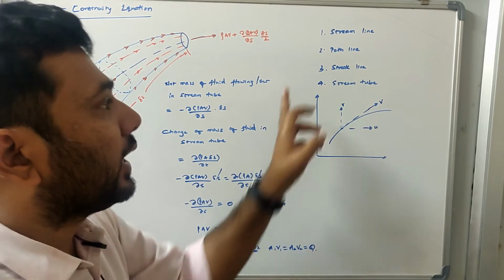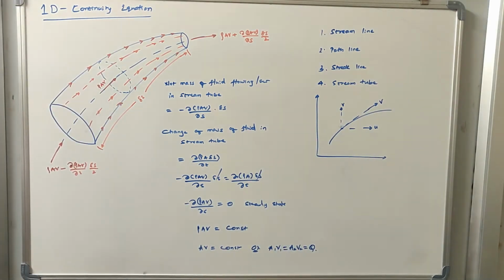Streak line: as we know, a streak is a pigment. Streak basically represents a color dye. To understand the pattern, we can drop a single color dye when there is a flow of water. The color will get mixed with the water, and from that we can identify what kind of flow it is.